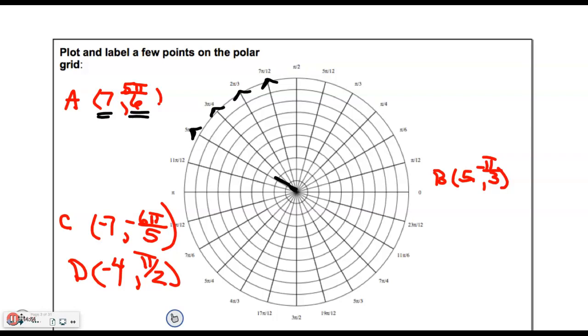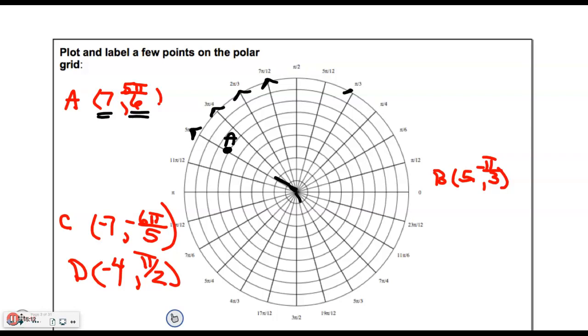1, 2, 3, 4, 5, 6, 7. It'd be right there. Do you have that one right? Okay. The next one for B, I'm going to go against or with the clock. So I'm supposed to go to negative pi thirds, which would be this one, correct?